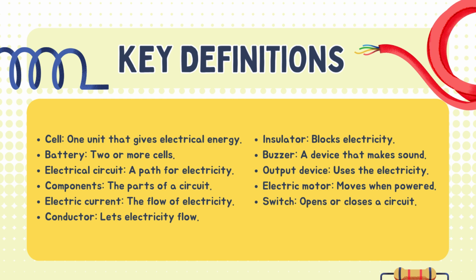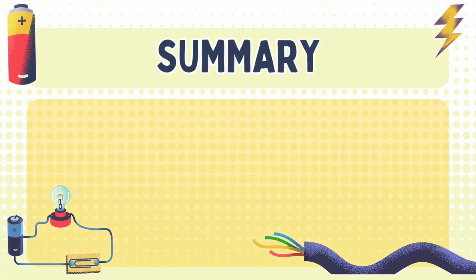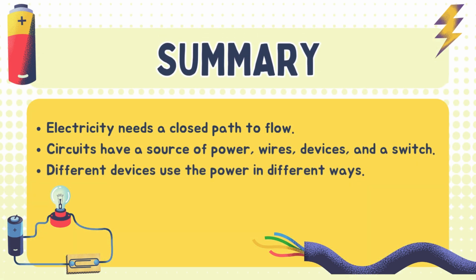Okay, I want you to pause this video and write all these keywords down so that you can remember them for tests, activity exercises, and for the future. So in summary, today we learned how circuits work, how electricity moves, and how we use it in bulbs, buzzers, and motors. Remember, no circuit, no power.